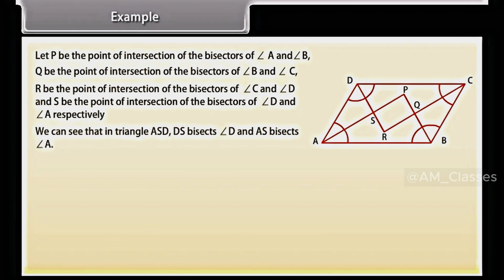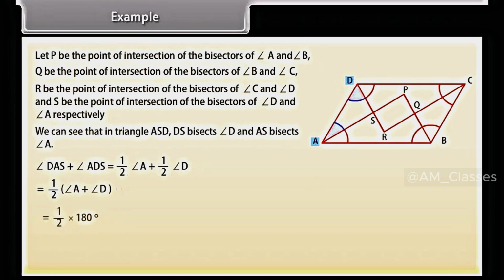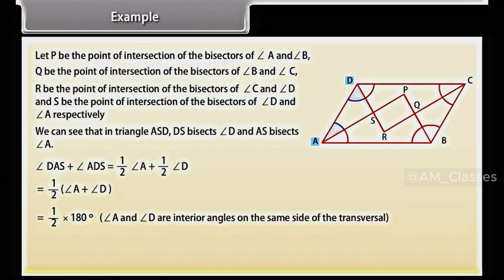We can see that in triangle ASD, DS bisects angle D and AS bisects angle A. Therefore, angle DAS plus angle ADS is equal to 1/2 angle A plus 1/2 angle D, which is equal to 1/2 into angle A plus angle D, which is equal to 1/2 into 180 degrees, because angle A and angle D are interior angles on the same side of the transversal. Therefore, we get angle DAS plus angle ADS is equal to 90 degrees.